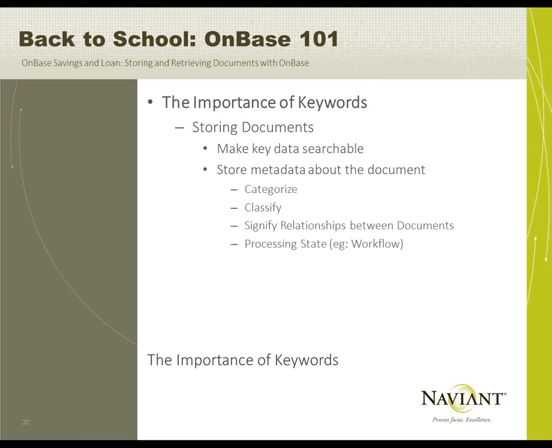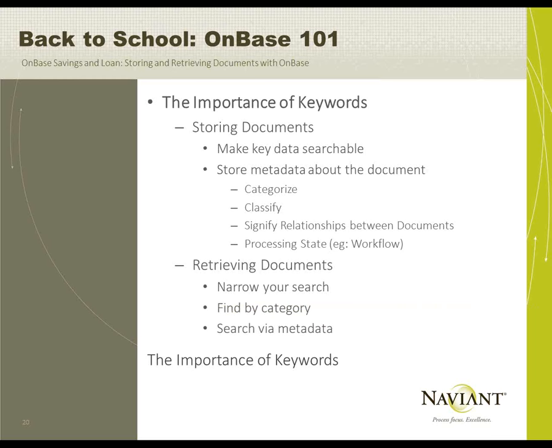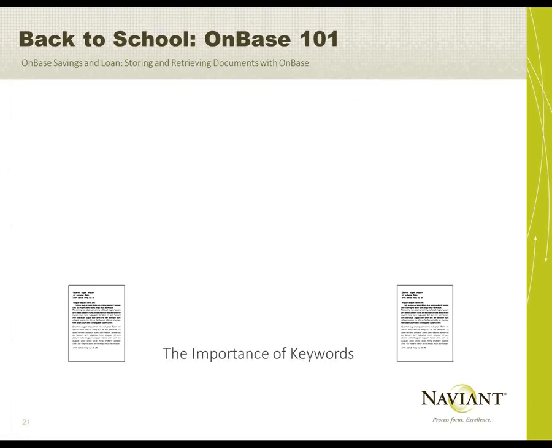And we use this all the time when we build workflows for our customers. You can add processing state into your keywords, and your workflows will look at the processing state on the document and make a decision based on that keyword. And in retrieving documents, like Jen said, it helps you narrow your search. You can find documents by their category and subcategory, and you can search via that metadata that you've stored on the document. You can search by your invoice type. You can search by your department keyword.